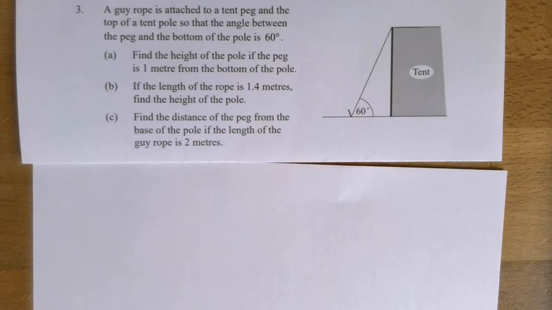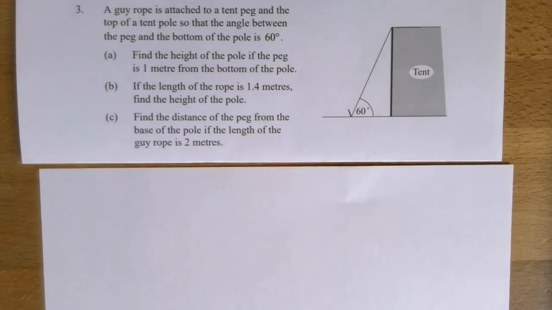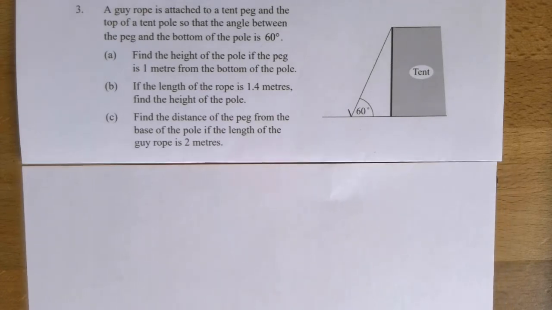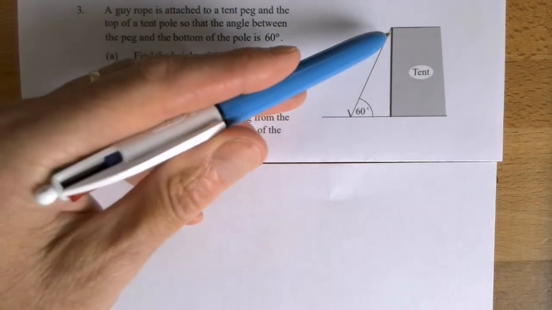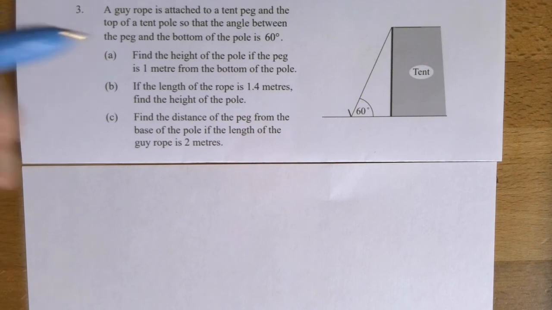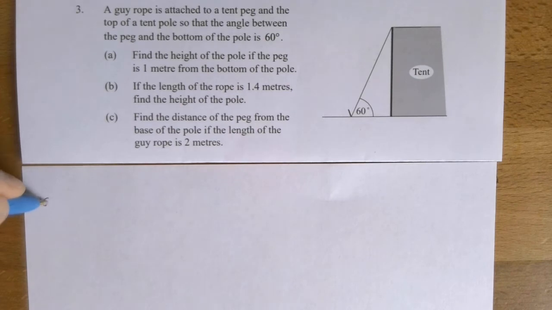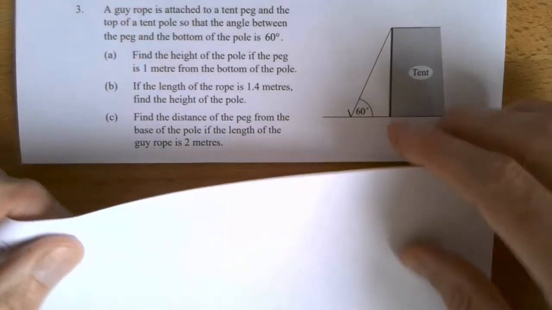We've got a situation where we've got a tent peg. I don't know if any of you are planning camping now that the restrictions have been relaxed a bit. Propping up a tent, and the only thing we know is that this angle here between the guy rope and the ground is 60 degrees, and we've got three different scenarios to work with. Hopefully where's the right angle triangle is fairly straightforward, but I'm going to do A, B and C separately.